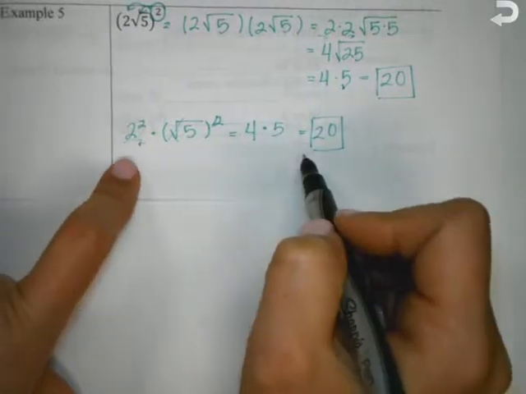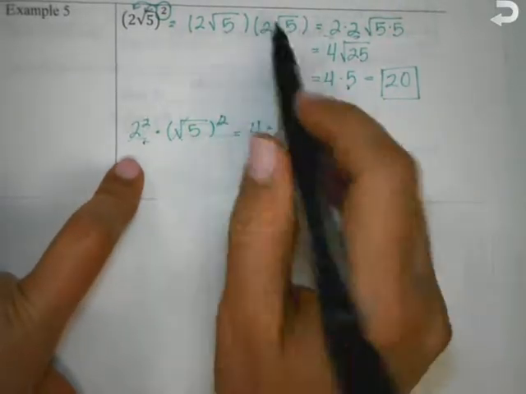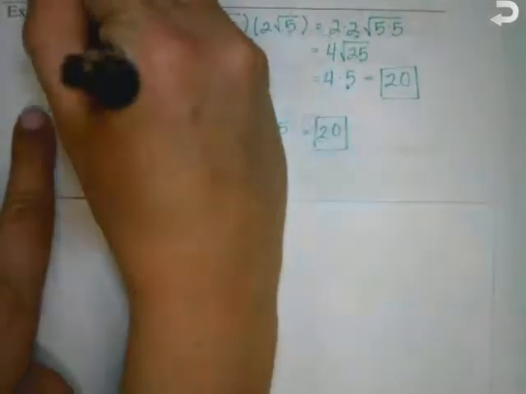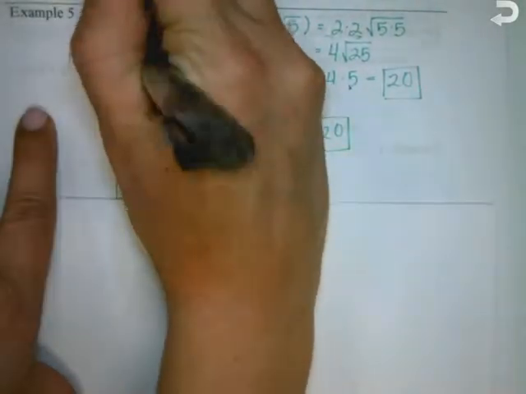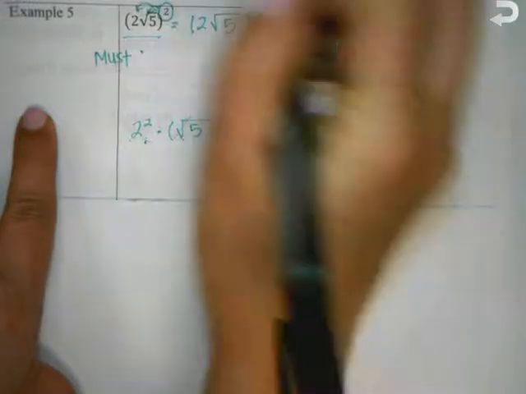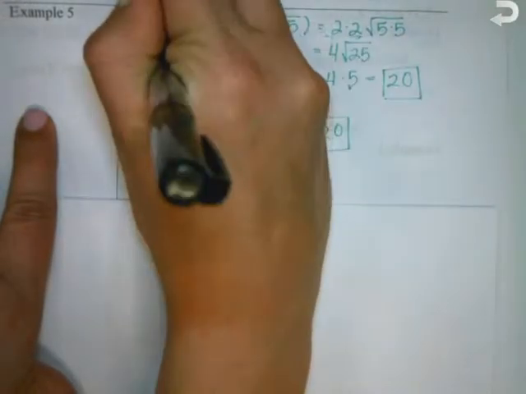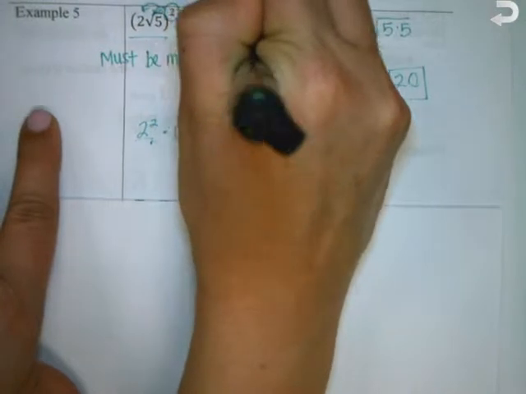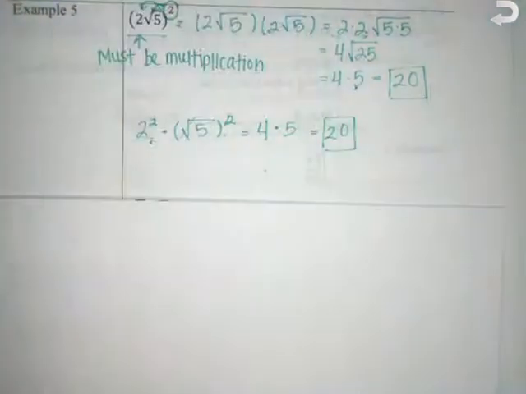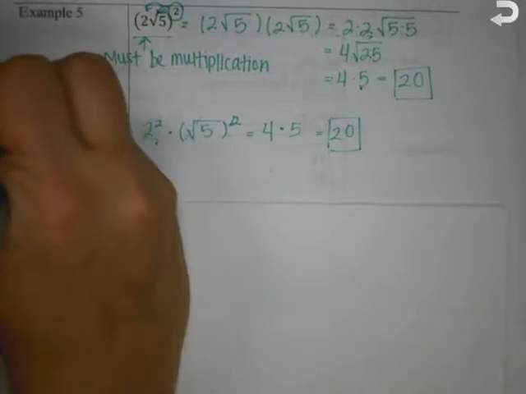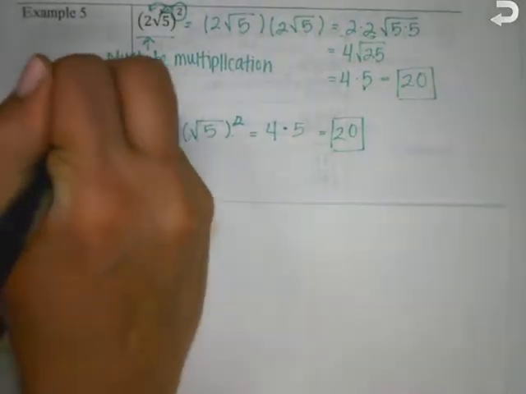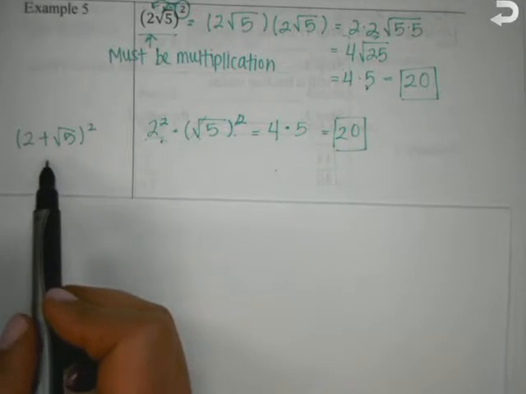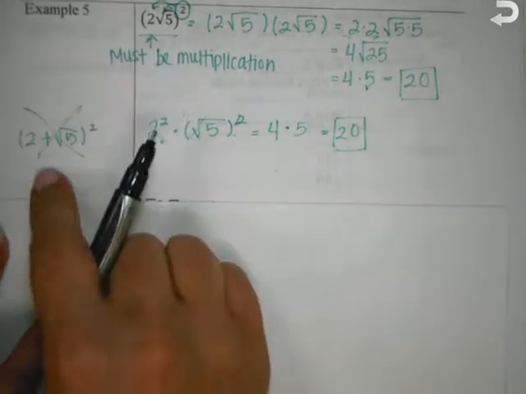The most important thing is if you're going to do it this way, it must be all multiplication only. Okay? So if you have something that looks like this, 2 plus square root 5 squared, you cannot do that. You have to expand and FOIL. Okay? So you cannot do it like this. It has to look like that. Okay?